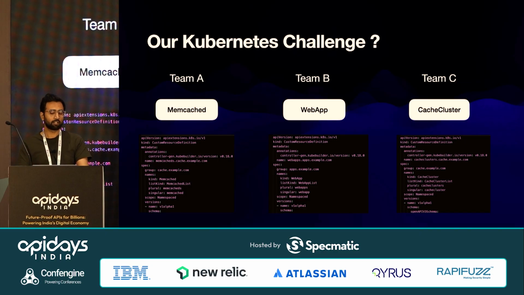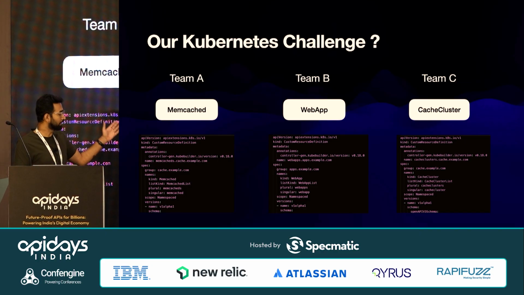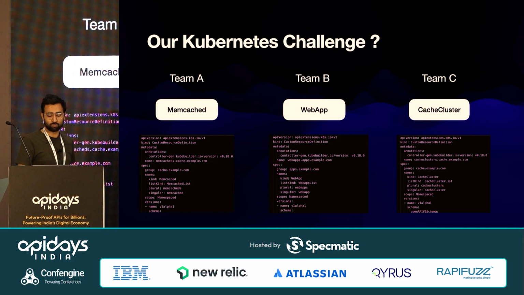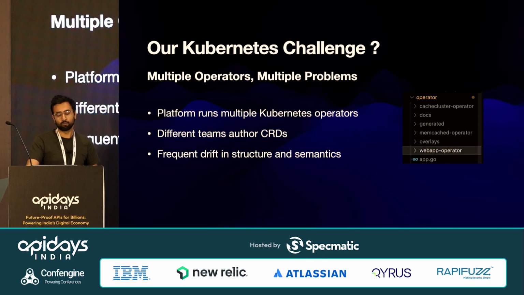As you can see, there are different teams managing the operators, and these are the different YAML files, which are the custom resource definition files. The problem is that as we increase the number of operators, we have to tackle and manage different drift in the structure and semantics. What do you mean by that?